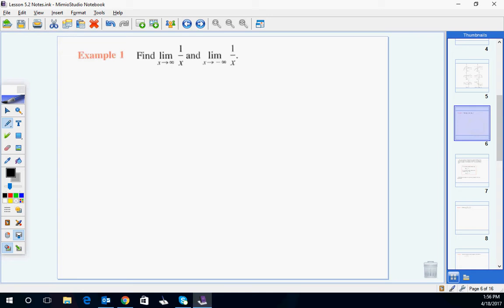Okay, so let's look at the first example. And all we're going to do is understand what it's asking. So for example 1, we're finding the limit as x goes to infinity for 1 over x, and the limit as x goes to negative infinity for 1 over x. So when x is really, really large, if I get a really, really big number in here, what's it approaching as a value? 1 over 1 million. 0, right? So this one would be 0.